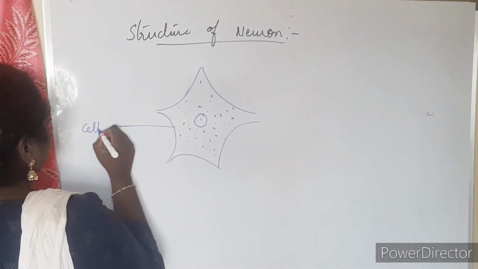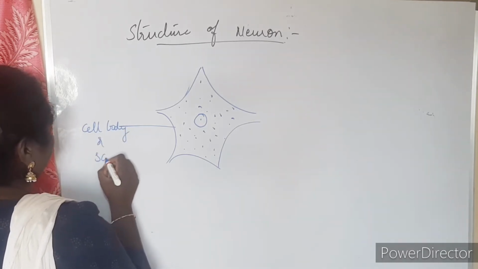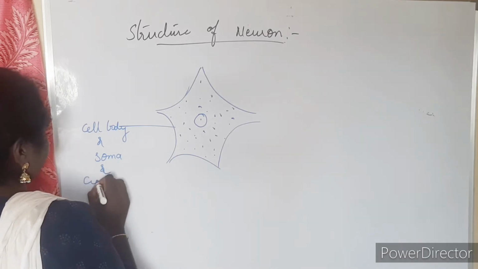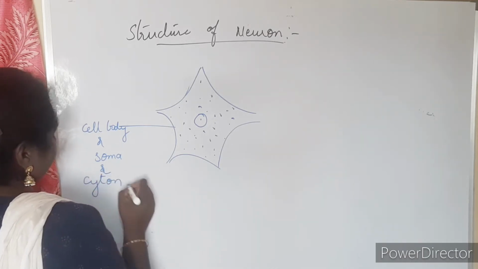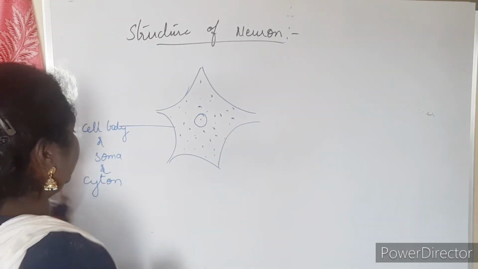This is the cell body, or it is called soma, or it is also named as cyton. So cyton, soma and cell body. So it is all over the cell body.